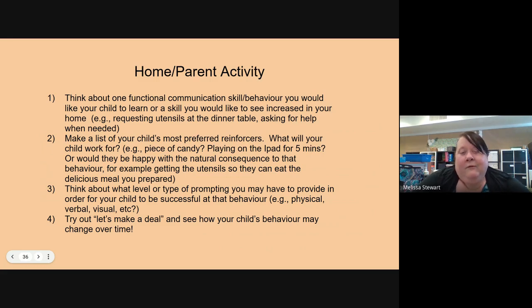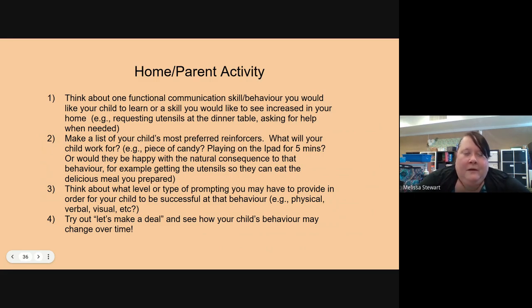Think about what level of prompting you may have to provide in order to get your child to be successful at the behavior that you're looking for. I might have to do something physical. Is it verbal? Would a visual prompt be easier for my child? And try out Let's Make a Deal and see how your child's behavior may change over time. It's something that increases with repetition, and it's something that we do at school a lot with Let's Make a Deal.